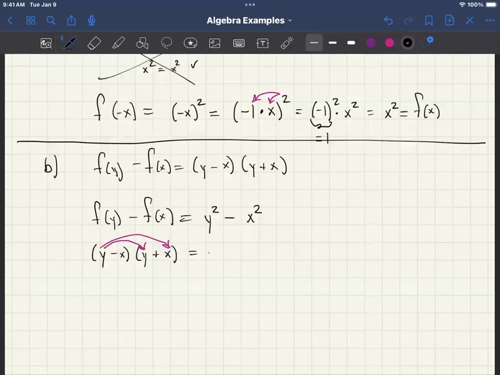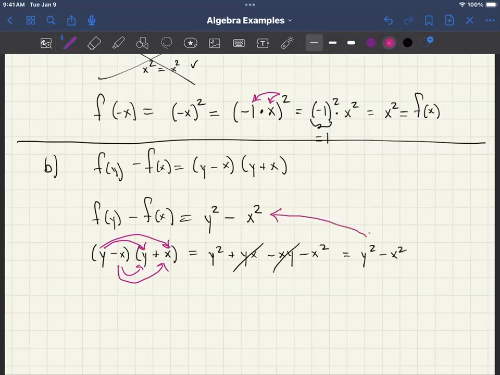We get y squared plus yx, and then we keep on distributing just so that everything is punched out. Minus xy minus x squared. Notice our two terms in the middle. We have a plus xy minus xy. So we get y squared minus x squared after they cancel out. And ta-da! They are the same thing.